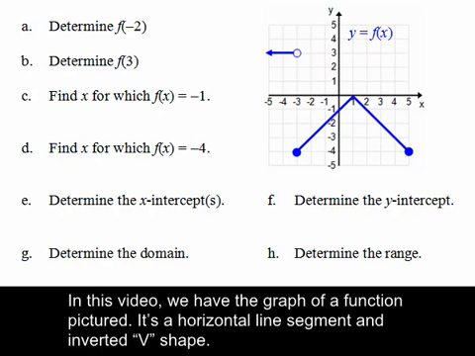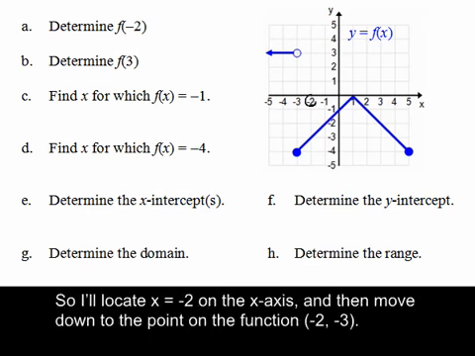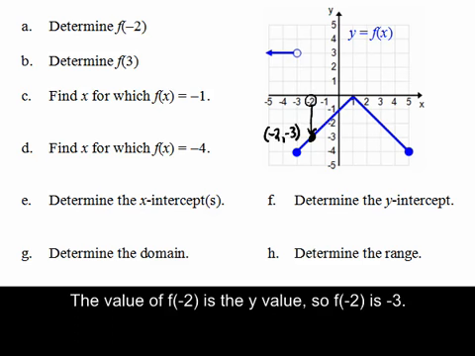In this video, we have the graph of a function pictured. It consists of a horizontal line segment and a V-shape. First, we need to find f of negative 2. So I'll locate x equals negative 2 on the x-axis, and then move down to the point on the function, negative 2 comma negative 3. The value of f of negative 2 is the y value, so f of negative 2 is negative 3.